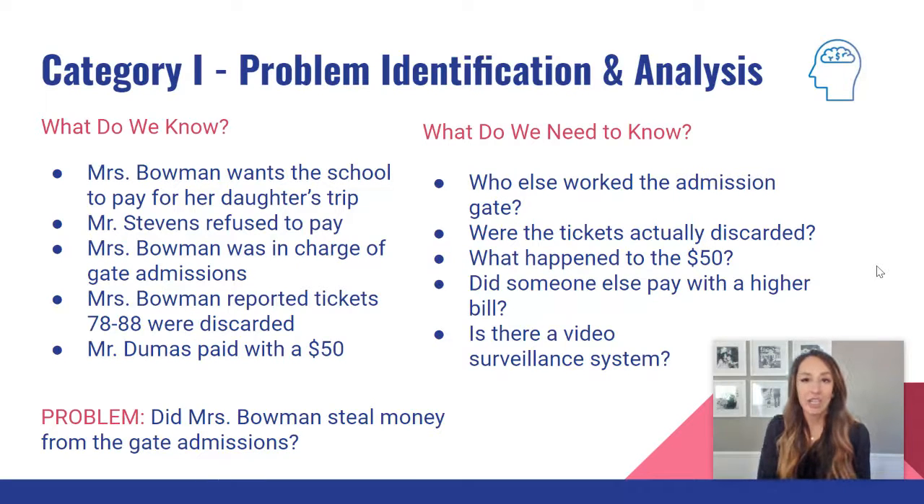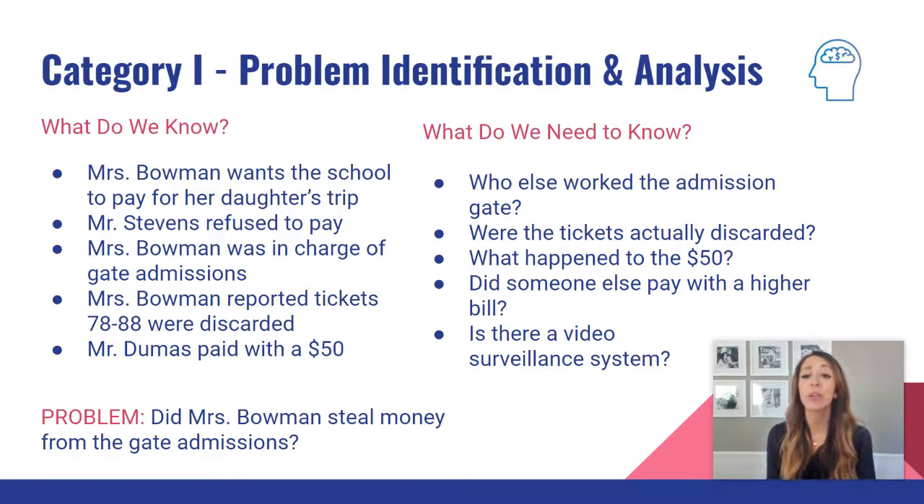Problem identification and analysis. What do we know here? We know Mrs. Bowman wants the school to pay for her daughter's trip. We know that Mr. Stevens, the principal, refused to pay. We know that Mrs. Bowman was in charge of gate admissions. We know that Mrs. Bowman reported tickets 78 through 88 were discarded. And we know that Mr. Dumas paid with a $50 bill.